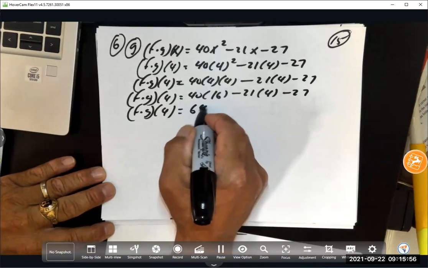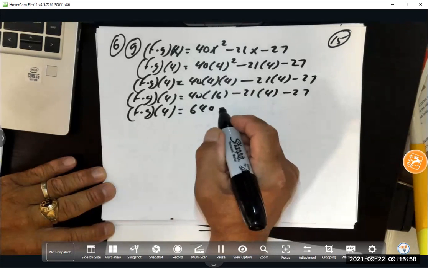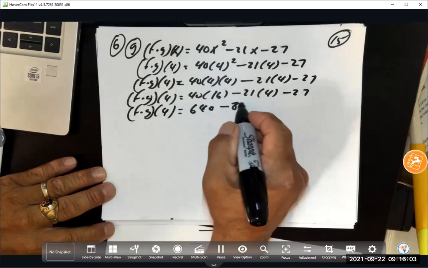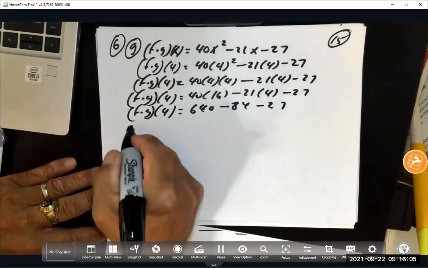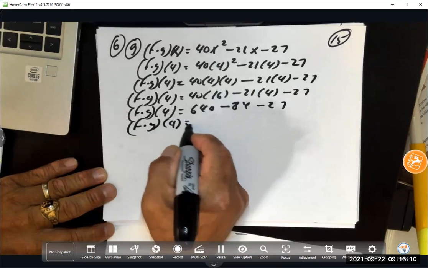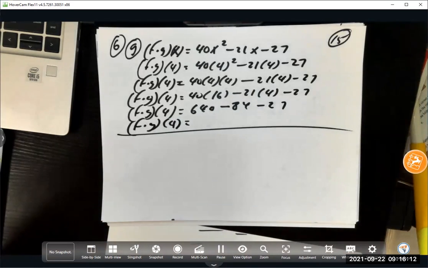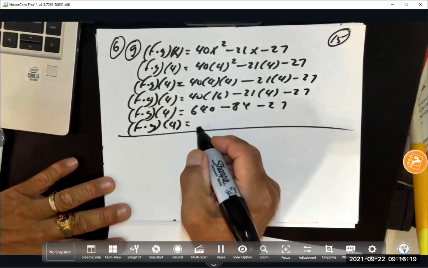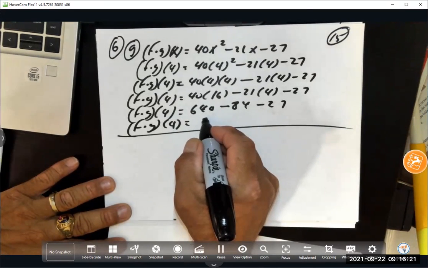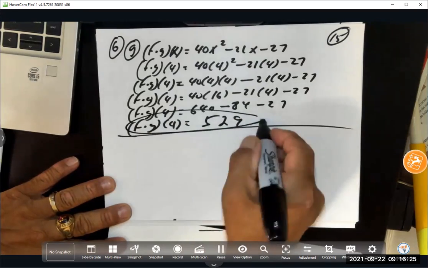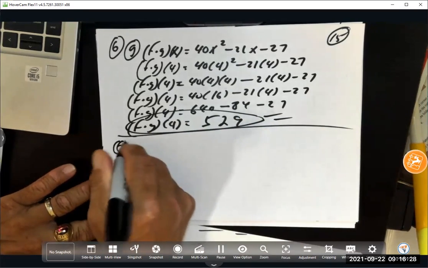640. 640, right? And 21 times 4? 84. Yeah. And then 27, right? And if you put all these numbers in your TI-84 calculator, whatever you have, give me the answer. 640 minus 84. I got 529. Yeah, 529 is the right answer. There you go. Cool. All right, one more.